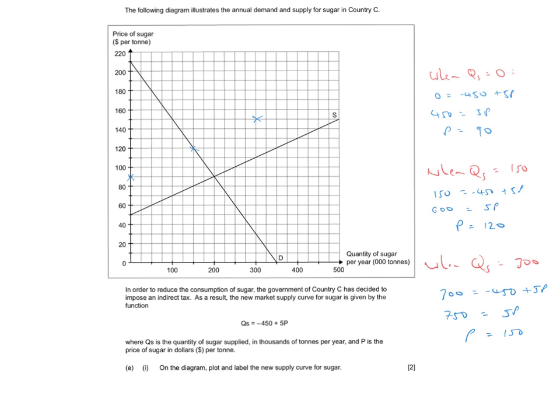We can see that those points are in a straight line, and with a ruler, which I shall singularly fail to do now, we can mark on our new supply curve and label it S with tax.